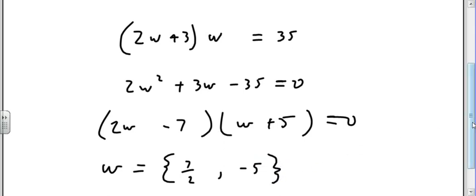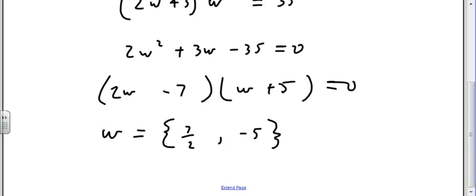All right, what do you think about the minus 5 answer? That's correct. Yeah, it sucks. Get rid of it. It can't be minus 5.